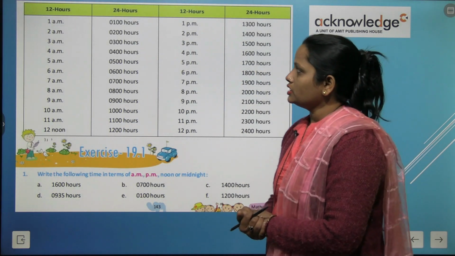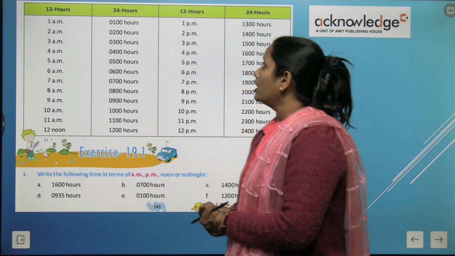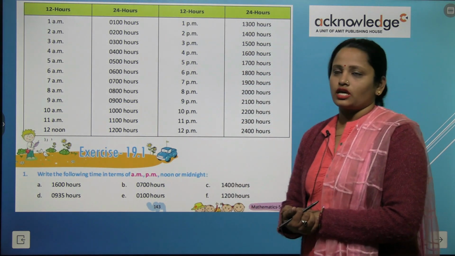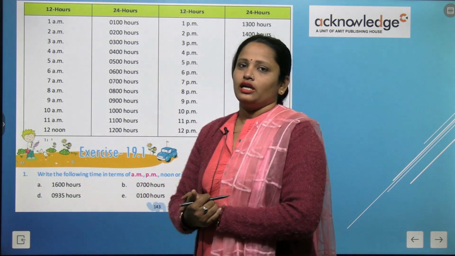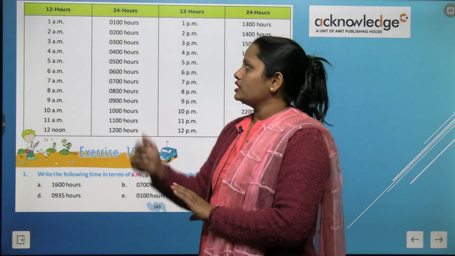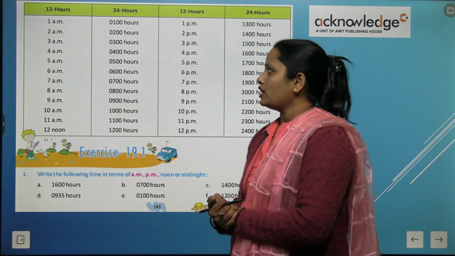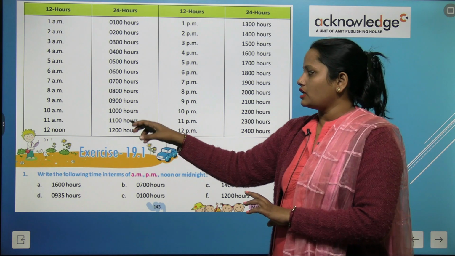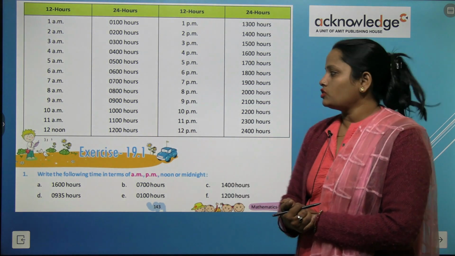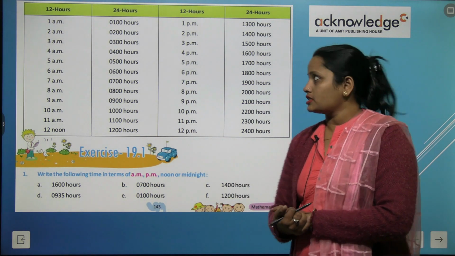So here you can see 12 hour and 24 hour clocks are given here. So 1 AM is written as 0100 hours, 2 AM as 0200 hours, 3 AM as 0300, and so on up to 12. So up to 12 we write it like this.